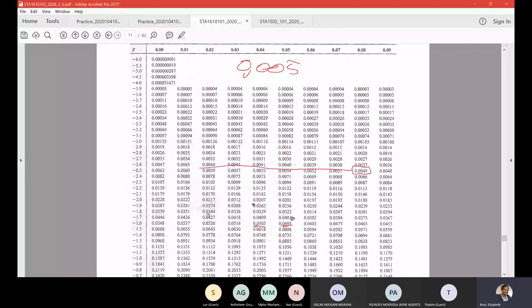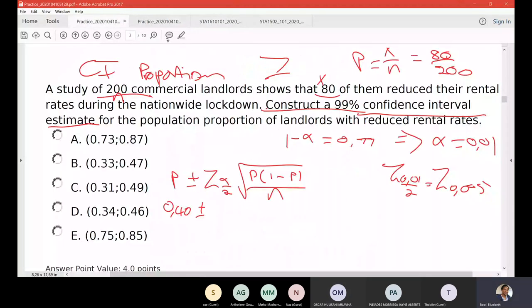And if we go out, it corresponds to Z of minus 2.5 at the top, on the left, and 0.08 on the right. And that's how you will find the critical value. So we know that our critical value is 2.58 for a 0.005. Standard error will be for the 0.40 times 1 minus 0.40, divided by our n of 200.